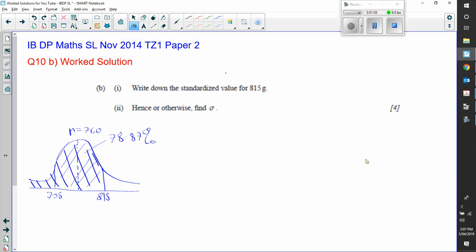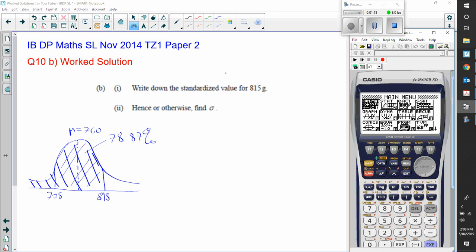So let's pull out our GDC. We're talking about normal distribution, so that's in statistics. We press 2 for statistics, then distribution, F1 for normal distribution, and because we've got the area underneath the curve, we're going to be looking at the inverse normal distribution. So we'll press that here.